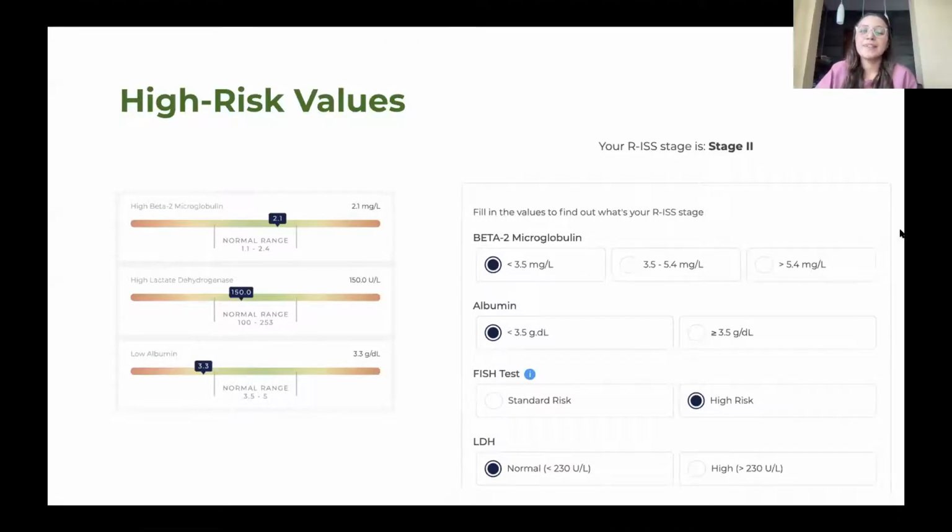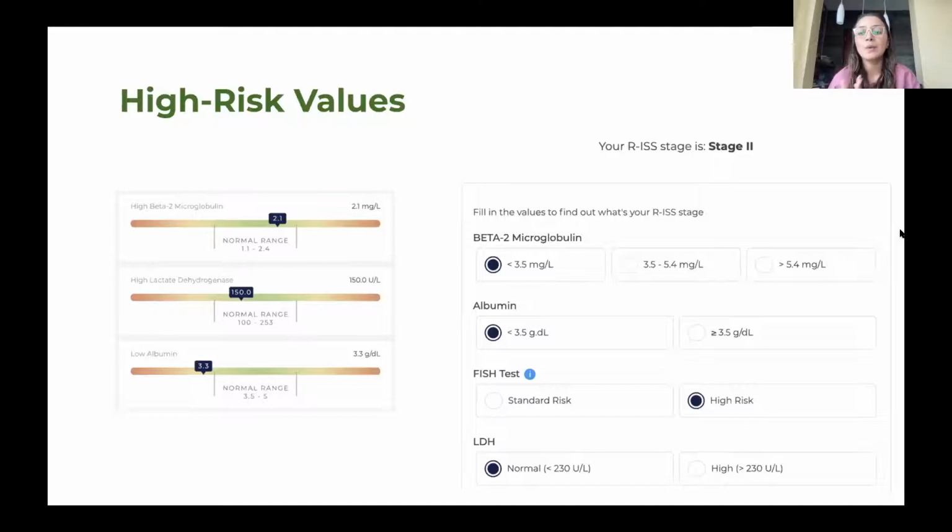So another important thing that we need to take into account, and it's really important specifically at the moment of diagnosis, are the high-risk values. These specific labs are only relevant at the moment of diagnosis, so perhaps your doctor will not ask for them over the course of the disease, only at the moment of diagnosis. These high-risk values are the beta-2 microglobulin, the LDH or lactate dehydrogenase, and the albumin.